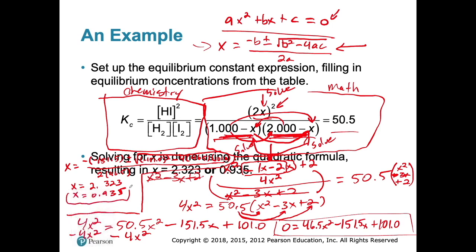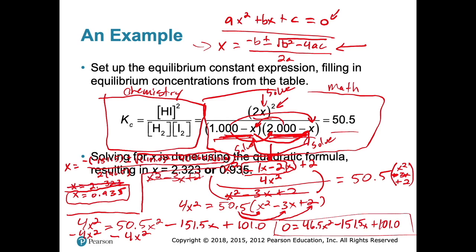So the correct x is this one, right? The correct x is the 0.935, right? Does that make sense? That's the correct x. The incorrect x is that one, right?